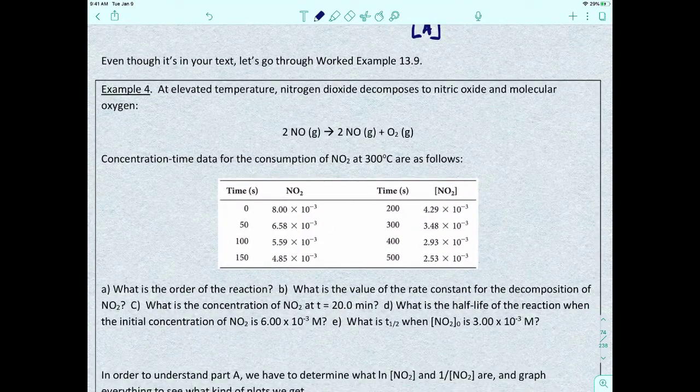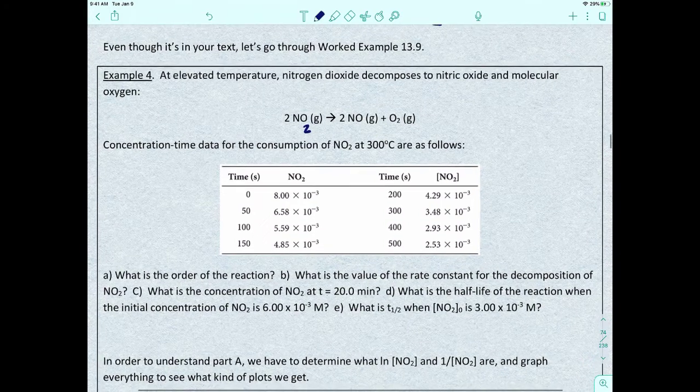At elevated temperatures, nitrogen dioxide decomposes to nitric oxide and molecular oxygen. You've got this equation: 2 moles of NO2 yields 2 moles of NO plus O2. I apologize, it's NO2, not NO.